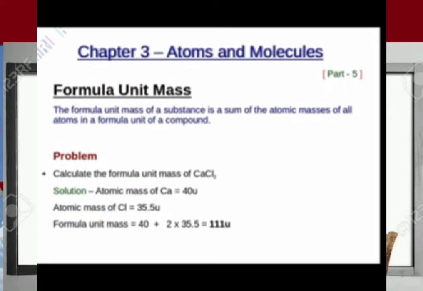Let's do a problem. Calculate the formula unit mass of CaCl2. In CaCl2, the atomic mass of Ca is 40U. The atomic mass of chlorine is 35.5U. The formula unit mass is 40 plus, here Cl2 means 2 chlorine, so 2 into 35.5, which is equal to 111U. So we can calculate formula unit mass like this.